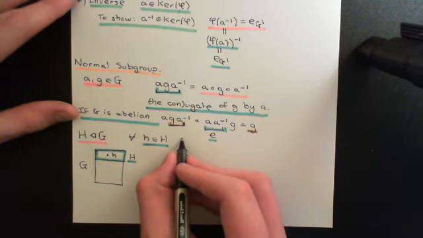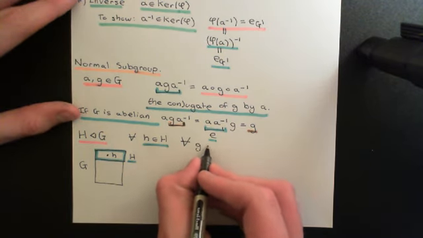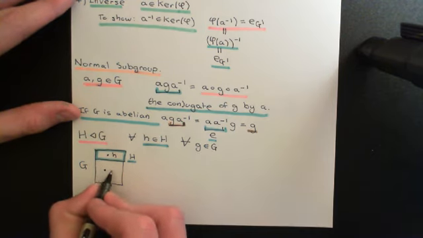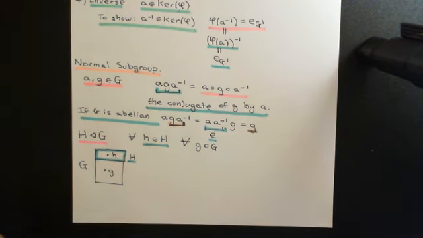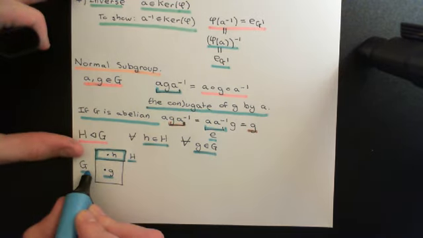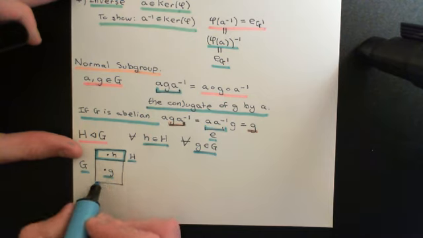Okay, so for all little h an element of capital H, and for all little g an element of capital G, so you can pick any little g as an element of capital G. Okay, and I'll highlight little g up here in blue. Okay, and it's not necessarily true that little g won't be an element of capital H.